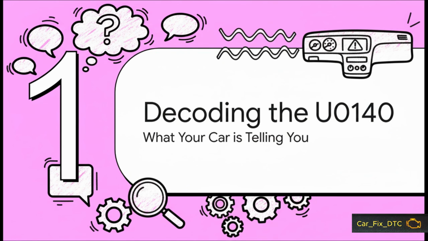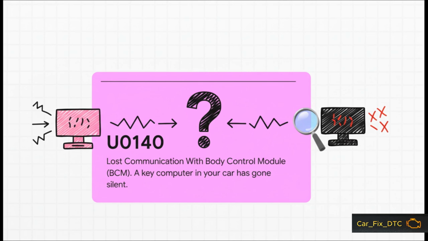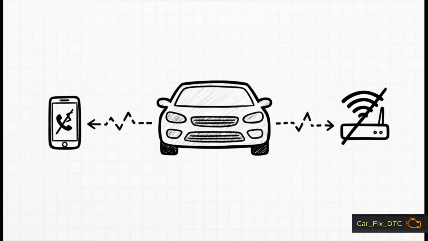First things first, we've got to decode the U0140 error and figure out what's really going on under the hood. At its very core, U0140 means Lost Communication with Body Control Module, or BCM for short. Now, in simple terms, that means your car's main computer has been trying to talk to another really critical computer, the BCM, but it's getting nothing back but silence. The best way to think about it is like a dropped call or a lost Wi-Fi signal, but it's happening inside your car's own private network. A key component has just gone offline, and that's what's triggering this system-wide alert.